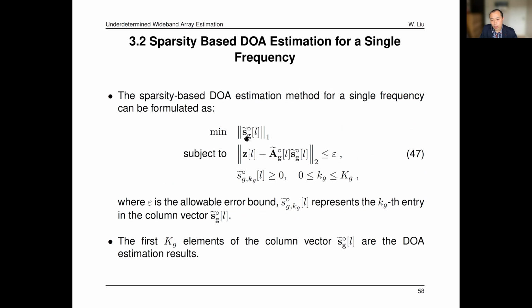So this is the L1 norm, and this is the reconstructed signal minus this observed. So you have this reconstruction error, and this error is subject to this bound, this epsilon. You can choose this value, and then we know that when you do this L1 norm minimization, all elements in this vector are non-negative because they are signal powers or noise powers. So in this way, you can reduce the space of this optimization, reduce the dimension. And then the first KG elements of the column vector are the DOA estimation results. So after obtaining this estimation result, you can draw this spectrum, draw this squared value of this vector and find the peaks, and then you can find the corresponding DOA estimation results.